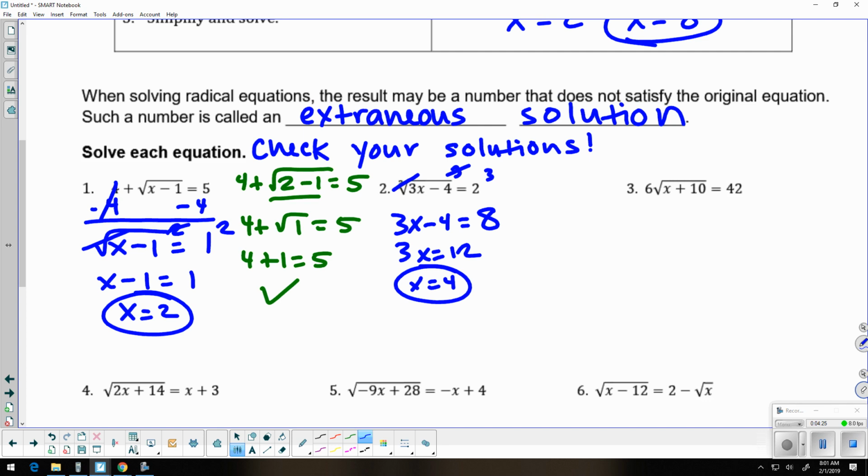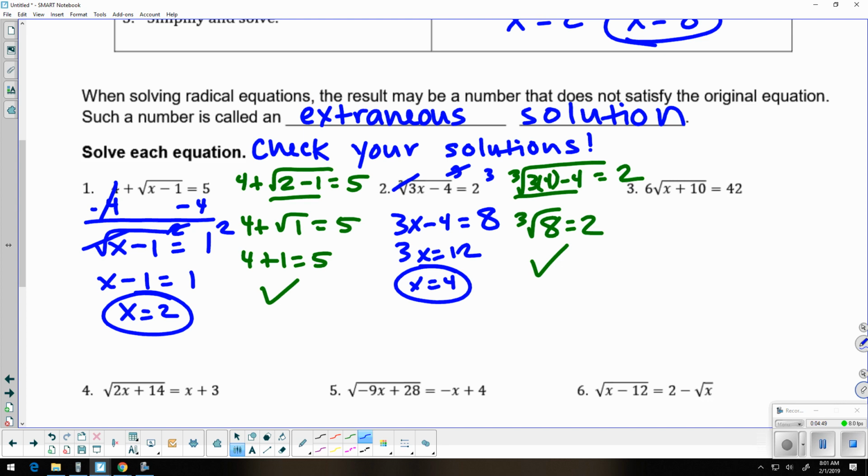Again, we want to check it now. So plug 4 back into the original problem. So we're taking the cubic root of 3 times 4 minus 4, and this should all equal 2 in the end. So underneath the radical, 3 times 4 is 12. 12 minus 4 is 8. So we're taking the cubic root of 8, and that equals 2, and that is a true statement. All checks out. Okay, next one.